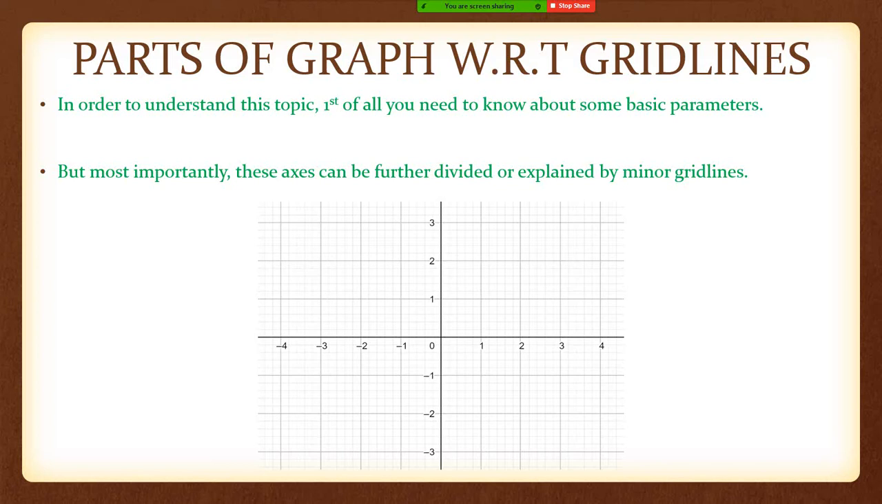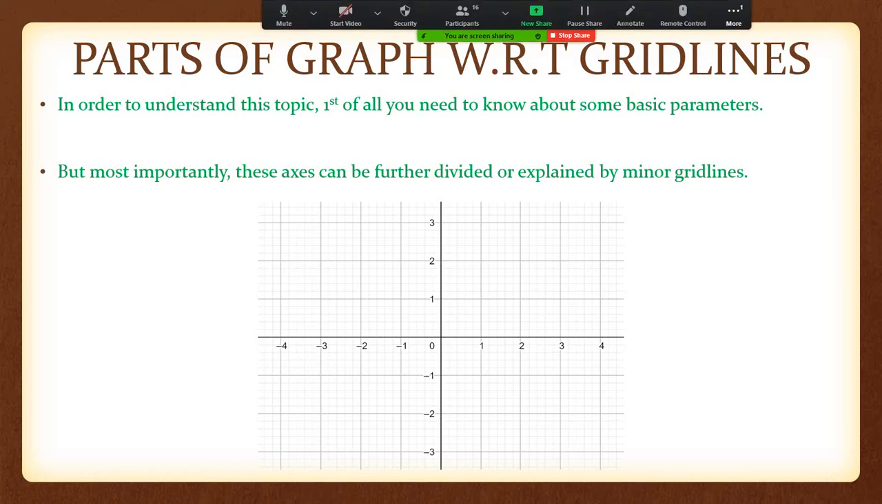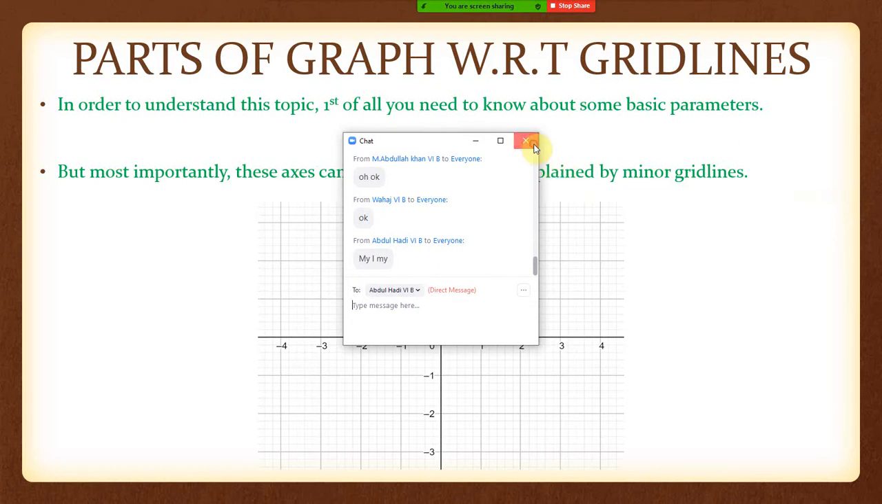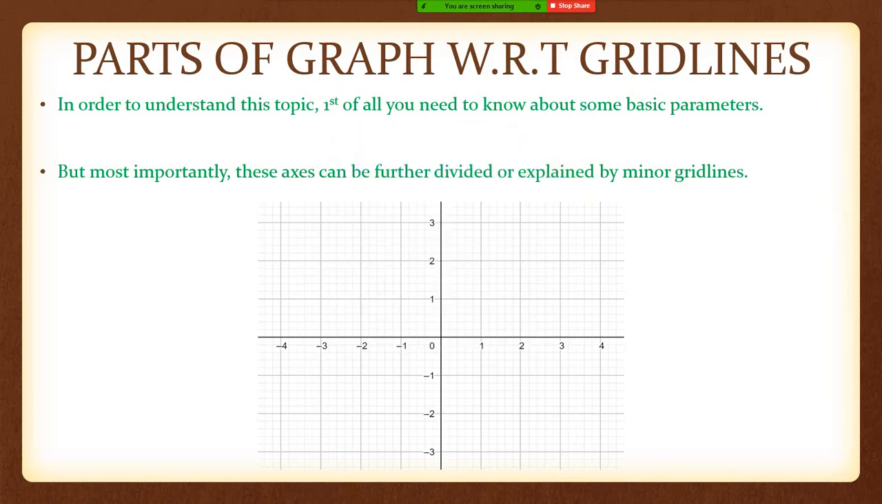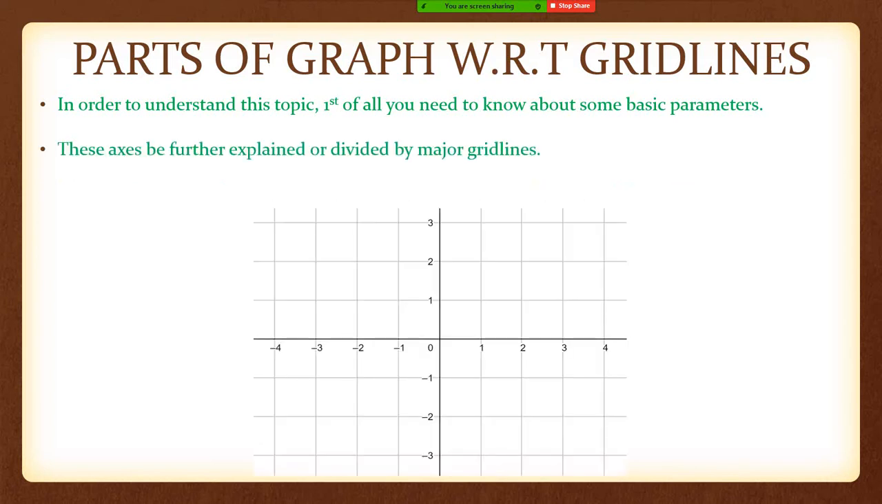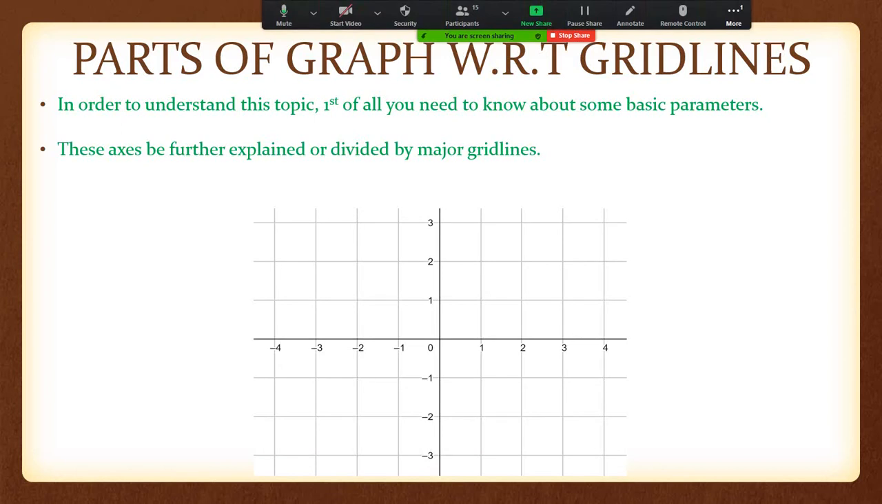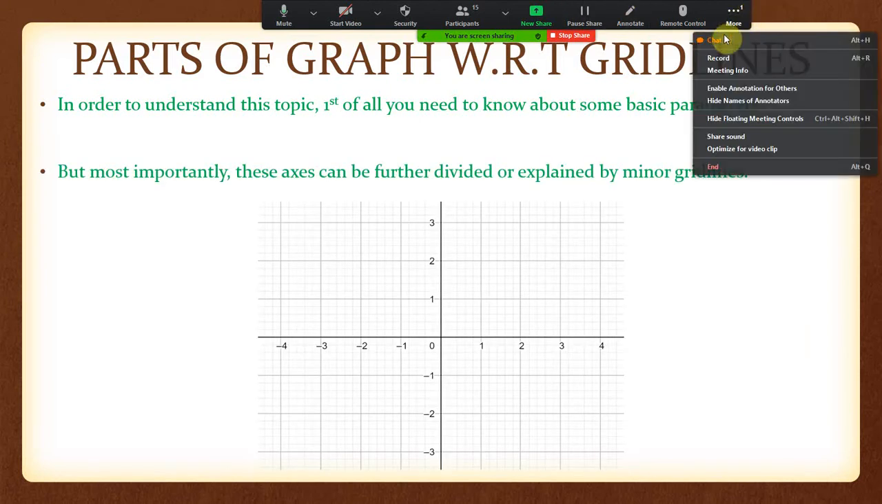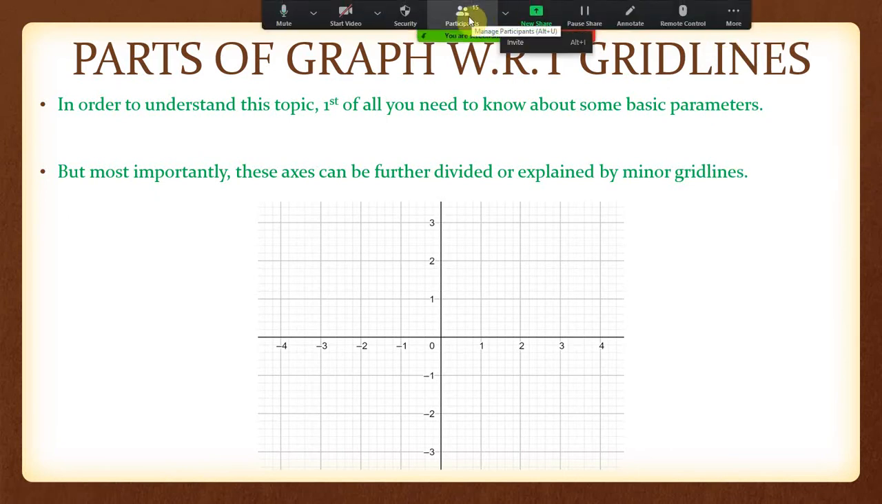Okay, so we revise it again. In order to discuss a graph accurately, we must have some basic parameters. Number one, the graph can be represented by only the axes, as we have done initially. Then these axes can be further divided by major grid lines like this. This is your major grid line. But in order to get more appropriate and accurate values, you must divide these major grid lines into minor ones like this. This type of graph will give you more accurate and appropriate values.